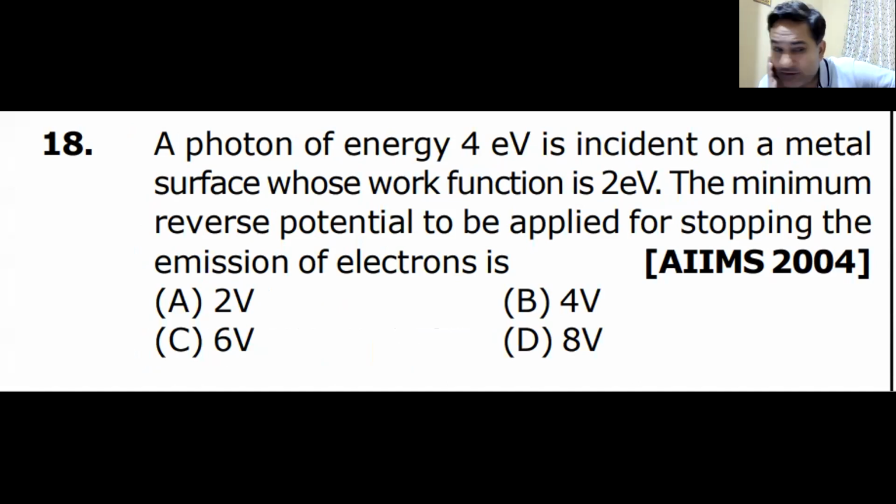A photon of energy 4 electron volts is incident on a metal surface with work function 2 electron volts. The minimum reverse potential to be applied for stopping the emission of electrons. How much reverse potential? Now, what do you mean by reverse potential here? Can anyone tell me? They are talking about which potential, bacha?